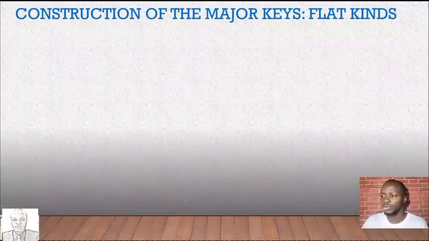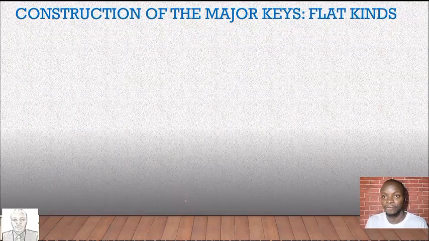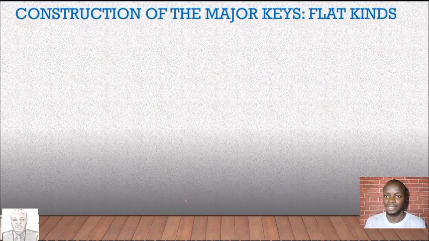Let's talk about how to construct the major keys from the flat kinds. We've talked about how to construct major keys from the sharp kinds in the previous video, right? So let's talk about the flat kinds. When you start from the natural key, which is C.